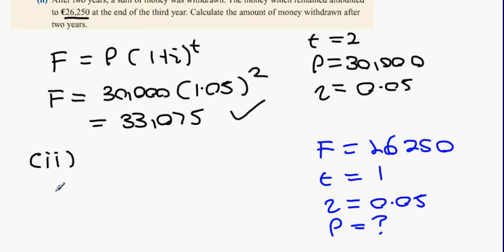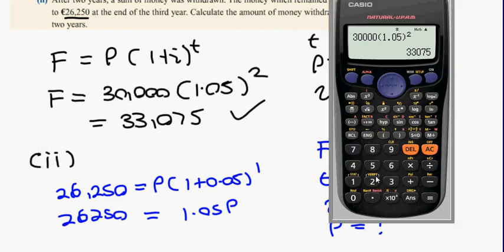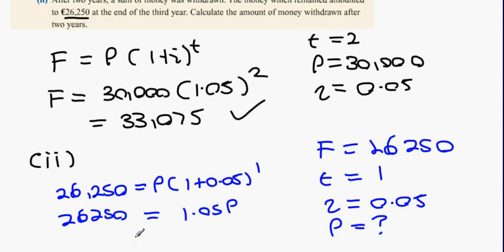So remember, it's going to be 26,250 equals P into 1 plus 0.05 to the power of 1. So 1.05P equals 26,250, so P is 26,250 divided by 1.05. What we get here is 25,000. So P equals 25,000.